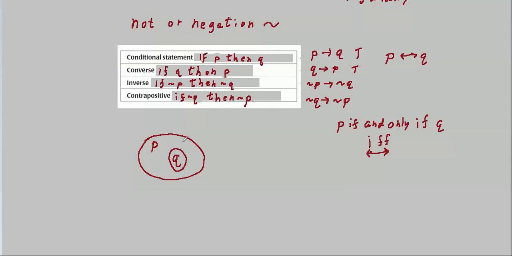On the other hand, let's write it this way. P implies Q. Would that be true? If you're inside this large circle, do you have to be inside this small circle? Nope. That would be false. What about the converse? Q implies P.